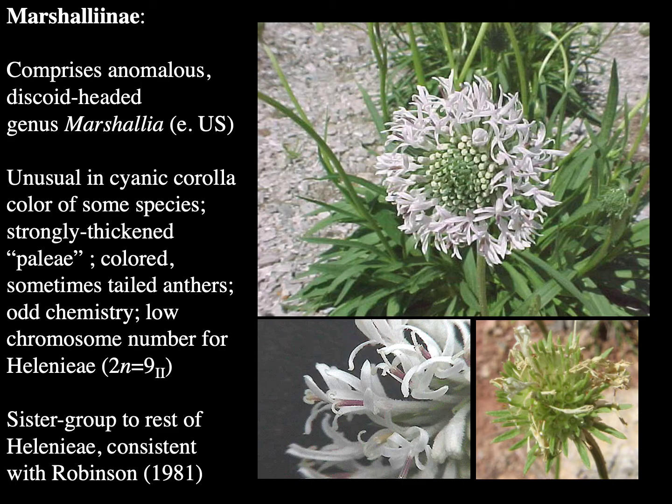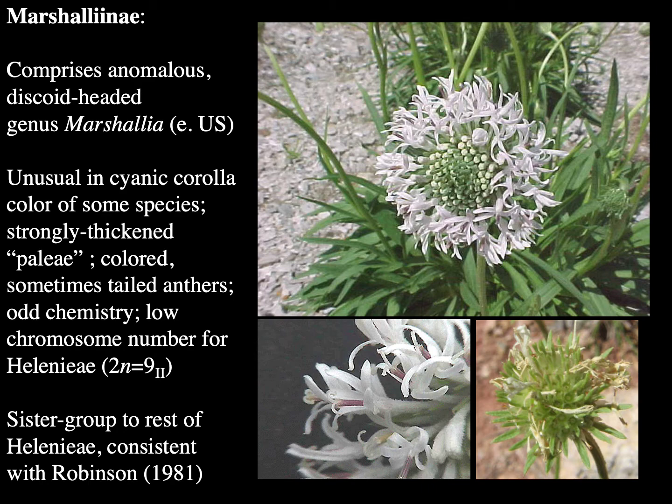And the Marshalliinae is worth mentioning. It only includes one genus, Marshallia, from the eastern United States. Very anomalous. They're discoid-headed, and they are unusual in having cyanic coloration of their disc corollas, these blues and purples, and a strongly thickened so-called palea, but it's actually a projection from the receptacle like we see in the core Helenieae.